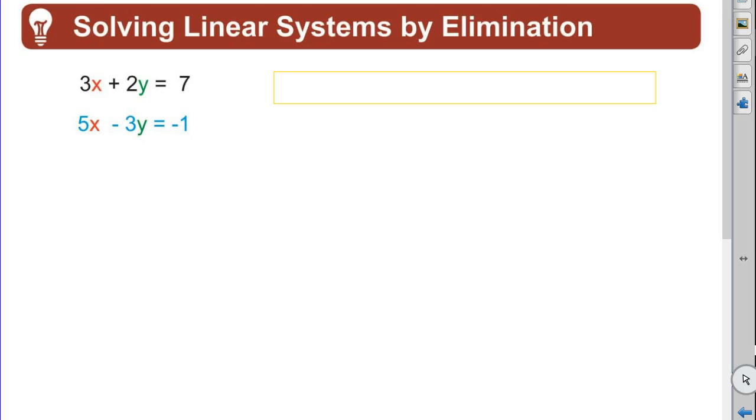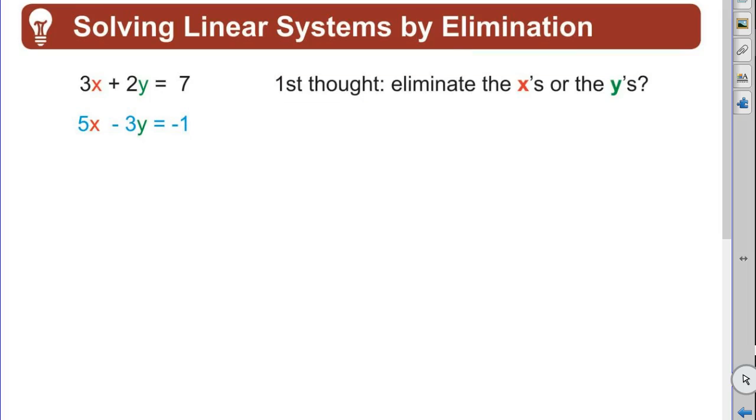All right, so solving by elimination. So you have to have the correct first thought here. And the first thought is, am I going to eliminate the x's or am I going to eliminate the y's? And you have to make a choice. And you're going to look at the coefficients to decide.